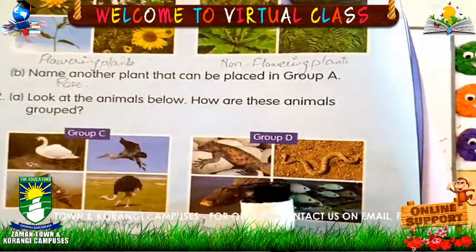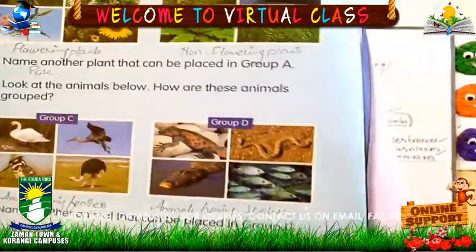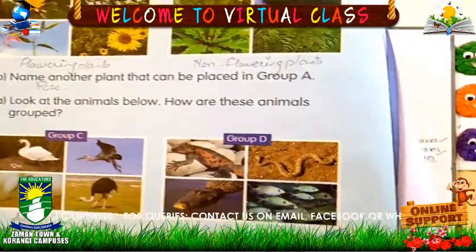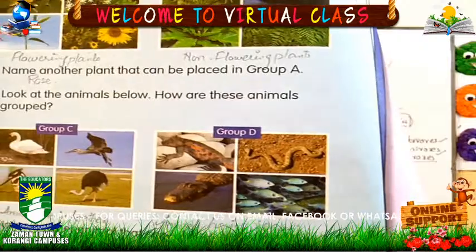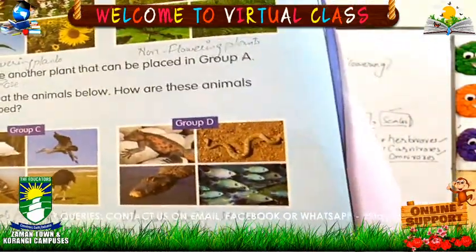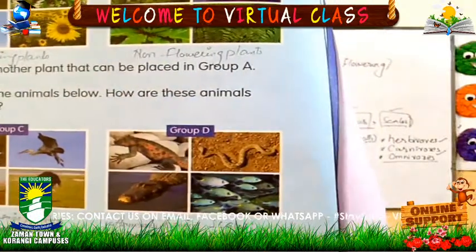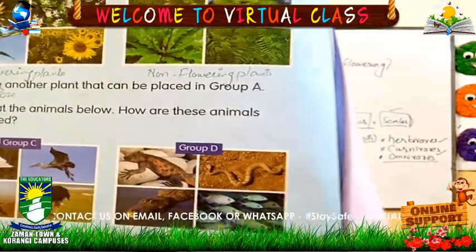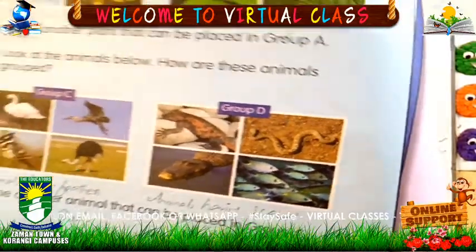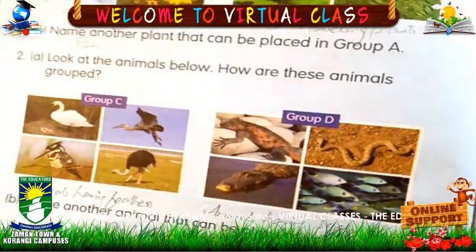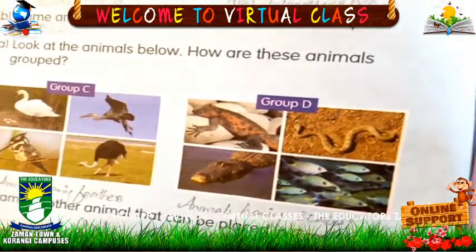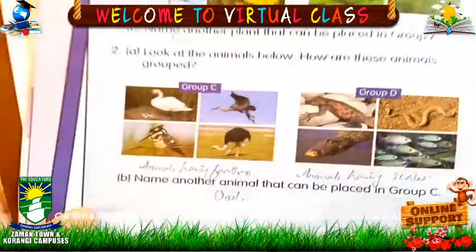Now move toward group D. We have to tell the similarity between these animals. You can see we have learned that these animals have scales on their body covering. All these animals which are included in group D have scales on their body covering. So we write here: animals having scales. Animals having scales.